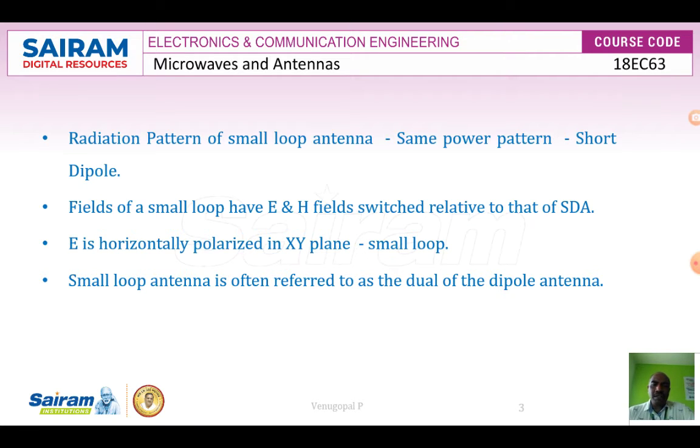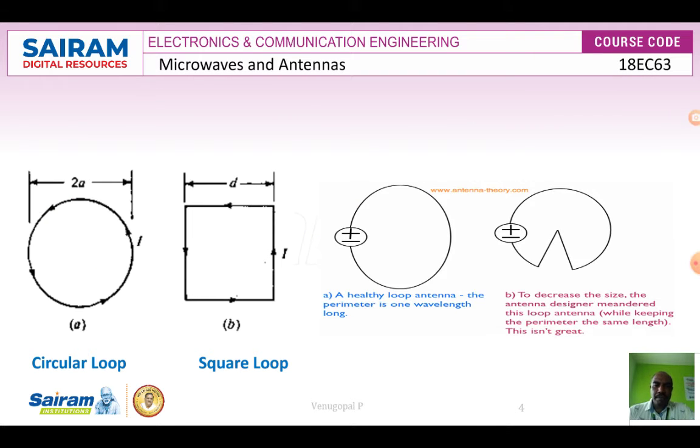Try to understand why it is called the dual of the dipole antenna. Dear students, in the dipole antenna, the electric current is flowing, but in the small loop antenna, the magnetic current is flowing. Hence, the small loop antenna is often referred to as the dual of the dipole antenna or regular dipole.